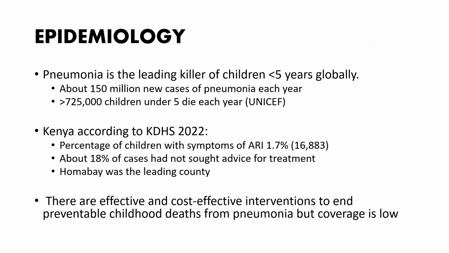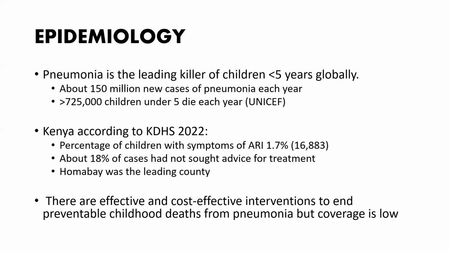Thank you. On to the next slide. Pneumonia is the leading killer of children under 5 globally. We had the child health seminar last week, and we looked at various causes, and pneumonia was the leading one, alongside others like diarrhea, birth-related and neonatal issues, and malaria. There are about 150 million new cases of pneumonia each year, and over 725,000 children under 5 die each year from pneumonia, which emphasizes the importance of this condition in the pediatric population.